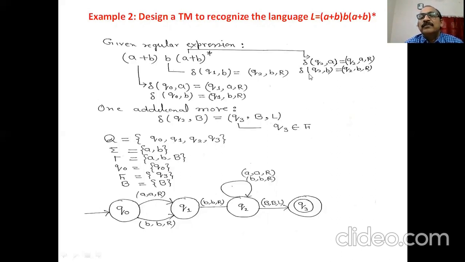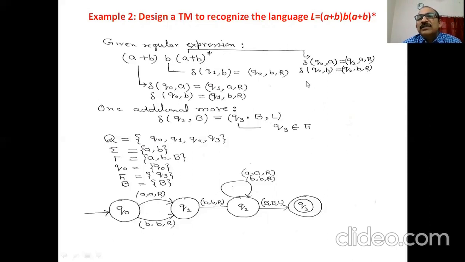Okay, and if it reads B, it remains in the same state, replaces this B by B and moves in the right direction. So this way you can do the repetitive readings of A's or B's, or skipping A's or B's. Okay, you have to add one additional transition function. What will happen when the input word is exhausted? In this case, the machine reads the blank B.